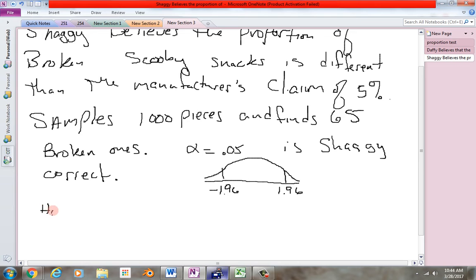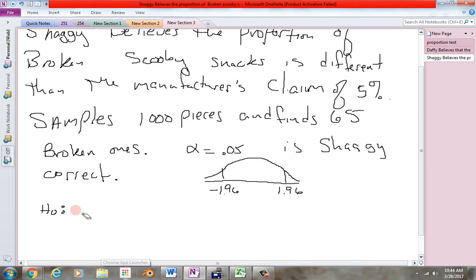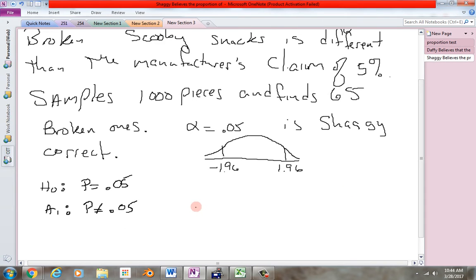So what I heard Shaggy say is he is, oops, it's not P, I mean, it's not mu. Be careful. Sometimes it's easy to do when you're thinking about something else to write mu. It needs to be P because this is a proportion that we're talking about. Proportion is 5%. That's what the company claims. Shaggy, after handing these little Scooby snacks out to Scooby, realizes he thinks it's different. It's changed. It's not the same. He thinks they're wrong. They're lying. They're trying to get away with something. Big corporations. I don't know. However you want to say it.